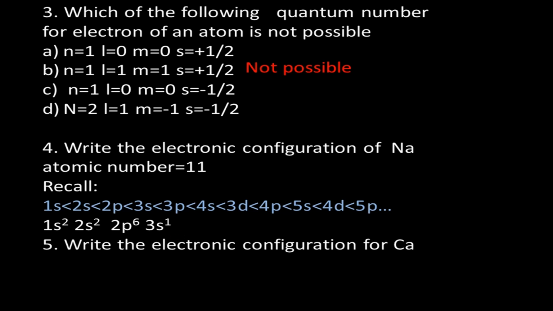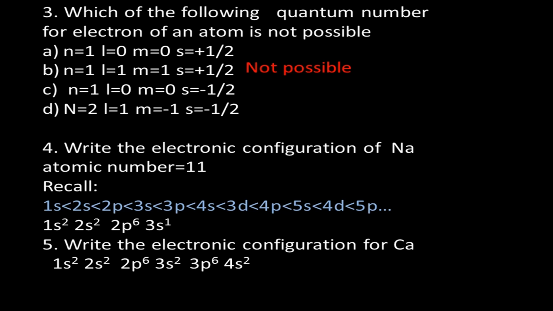Write the electronic configuration for calcium. Now let's write, following our energy range: 1s2, 2s2, 2p6, 3s2, 3p6, 4s2. So let's calculate. This is 2 plus 2 plus 6 plus 2 plus 6 plus 2, which is 20. The atomic number for calcium is 20, and it's equal to the number of electrons because this is a neutral atom as well.